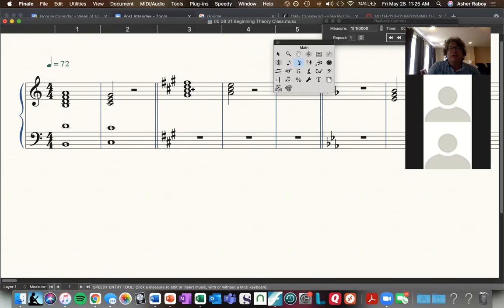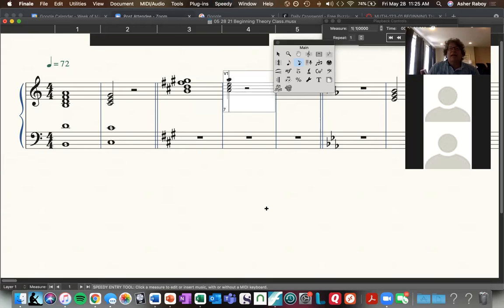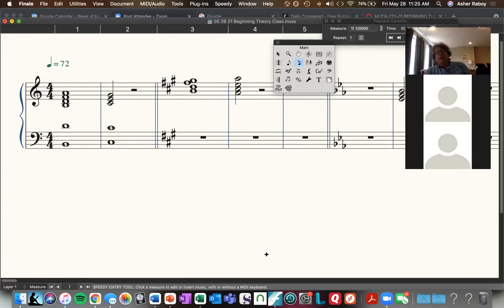The only thing is that, for example, if I put the G on top, it would just change a little bit of how it resolved. So if the G is on top, it would have to go up to the A. We'd have to do that to make it work. So we could do it in inversion.